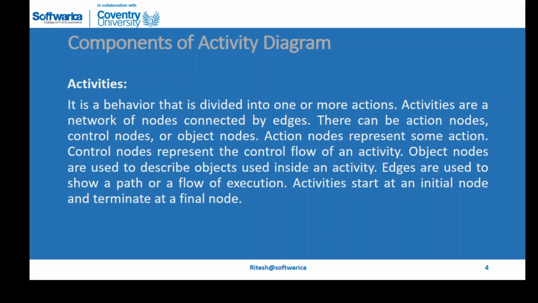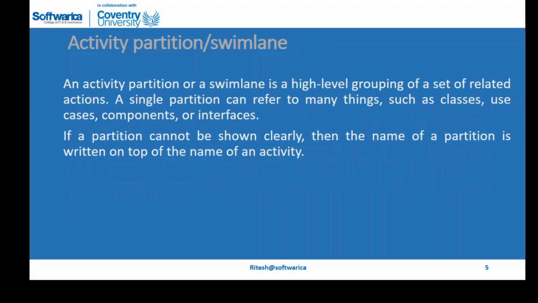Action nodes represent some action. Control nodes represent the control flow of an activity. Object nodes are used to describe the objects used inside the activity. Edges are used to show the path or flow of execution. So activities start at the initial node and terminate at a final node.